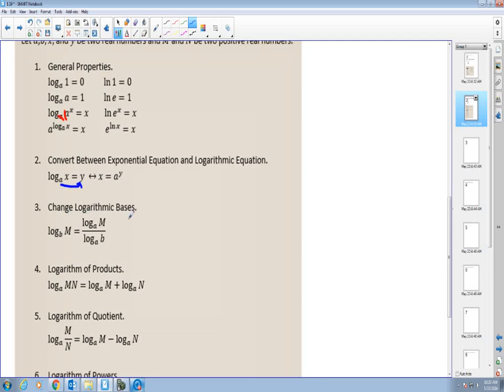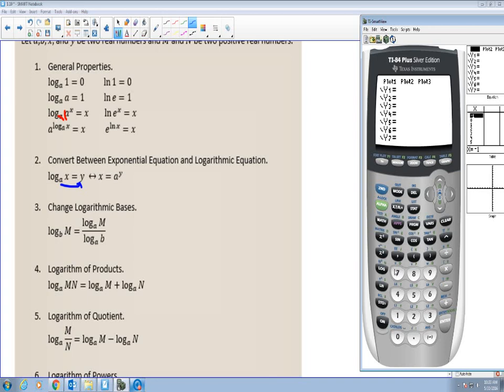Change of logarithmic base is where we cannot use a calculator to figure out our logarithm, because on the calculator, the word log actually uses base 10. That's why the word log and 10 to the x power are right next to each other. They are inverse to each other. But when I type in the word log, that's actually referring to log with the base 10.